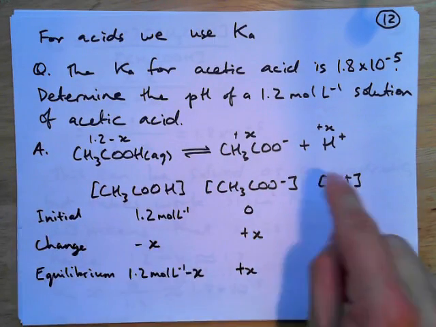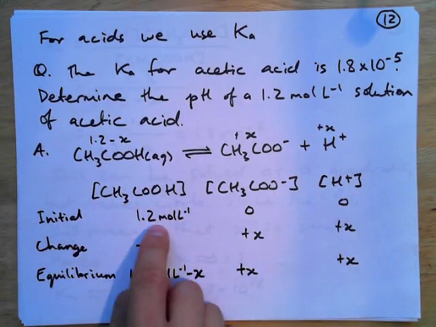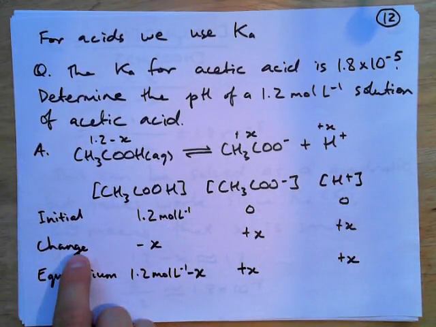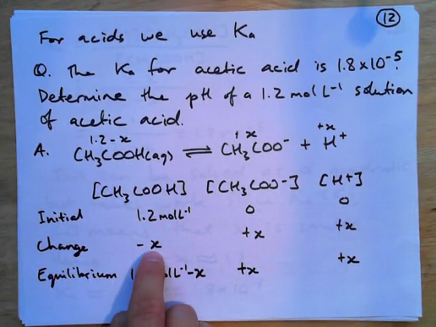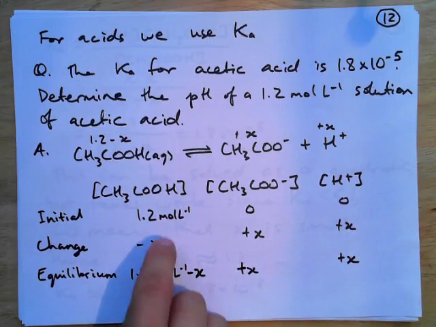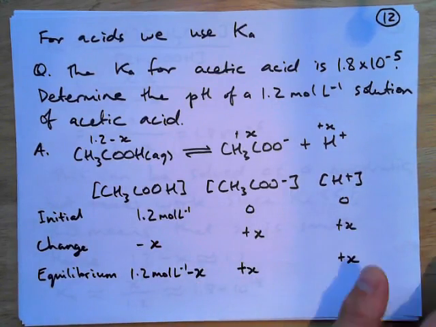So another table that's commonly used in chemistry is where we set up the different concentrations and we have the initial concentrations. So initially there's 1.2 mole per litre of acetic acid, 0 of acetate and 0 of H+. Then we look at the change. So we're going to lose X amount, so minus X. We're going to gain X, gain X. Equilibrium is just when you add these together. So it'll be 1.2, take away X, plus X, plus X.